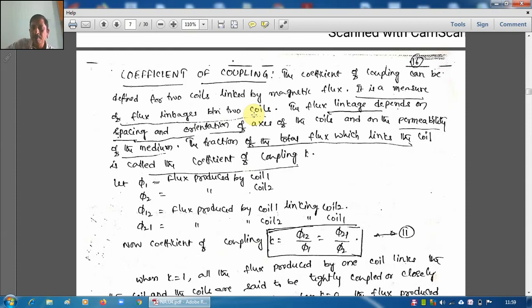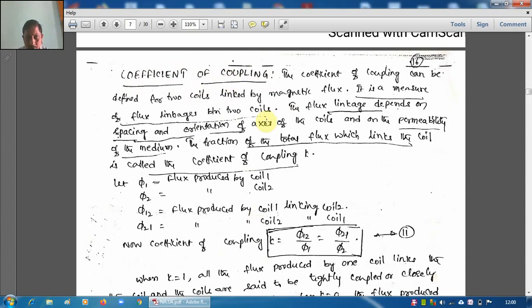Or if 80% of the flux produced by coil 1 links with the second coil, then we say that the coefficient of coupling is 80% or 0.8. Like that, to have a quantitative measure for how much amount of flux is linked, we can use a quantity called coefficient of coupling.